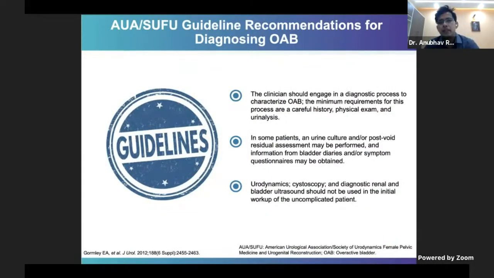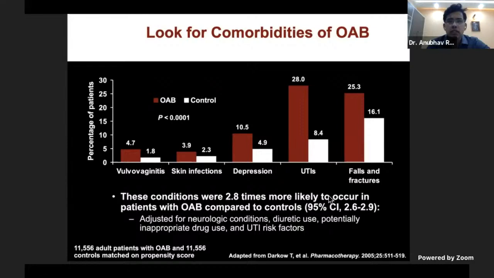Guidelines suggest that the clinician should engage in a diagnostic process to characterize the overactive bladder. Minimum requirements are a careful history and physical examination, and in some patients urine culture and post-void residual volume can be performed. Special tests like urodynamics, cystoscopy and ultrasounds are not to be used in the initial workup of an uncomplicated patient. So these are some comorbidities, that is, patients with these afflictions are more likely to have OAB.